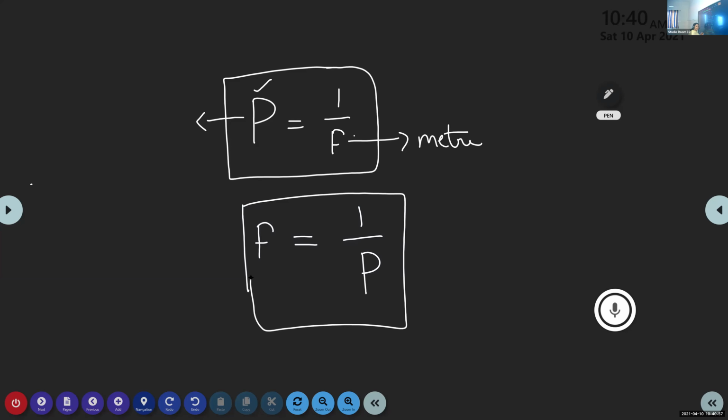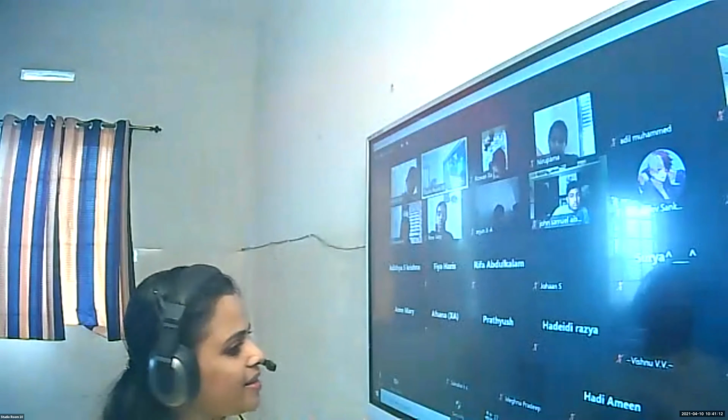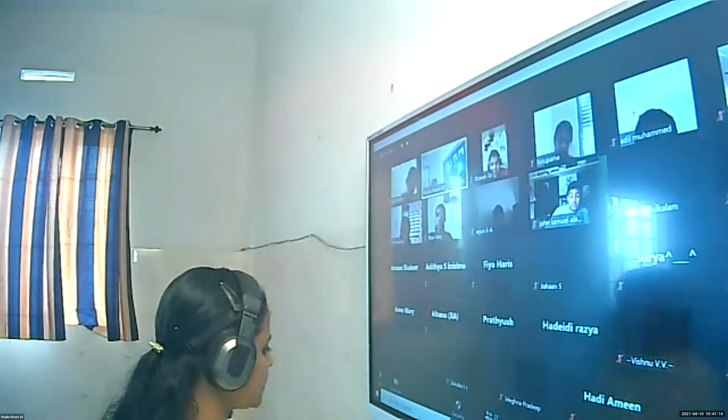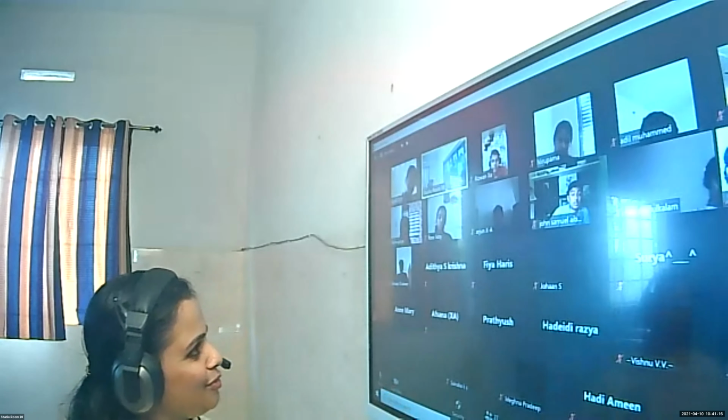Sometimes the focal length is given and you may be asked to calculate the power of the lens. At that time, you can use this formula. Clear? So I think today this much is enough. Otherwise, it becomes information overloading for you students.